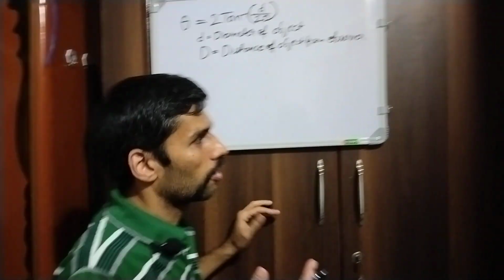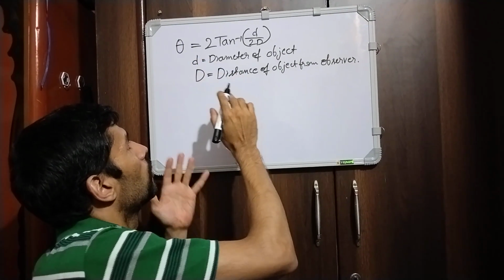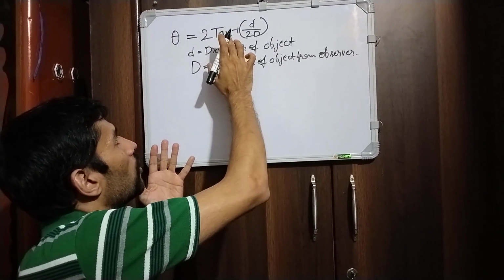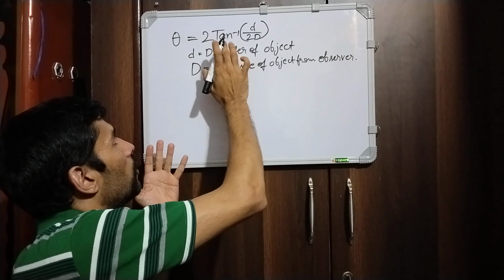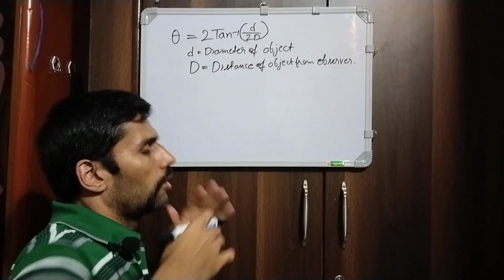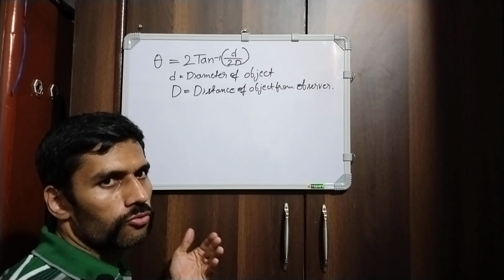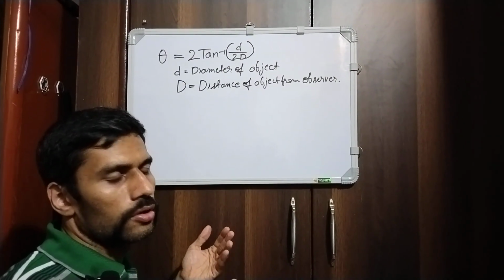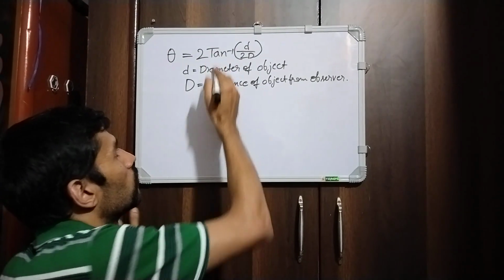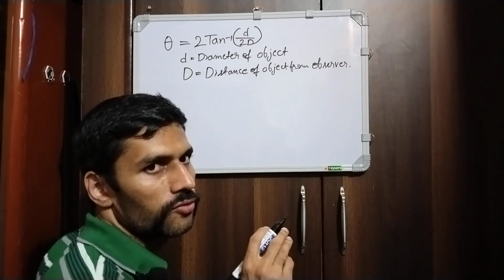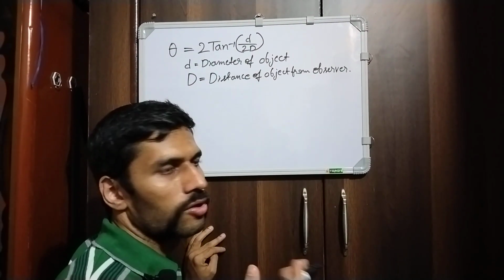Now, in order to find this theta, you should have the logarithmic table and trigonometric table at hand. If we can simplify this formula so that we can calculate this visual angle without the use of the trigonometric table, it would be easier. Let us see whether it is possible.